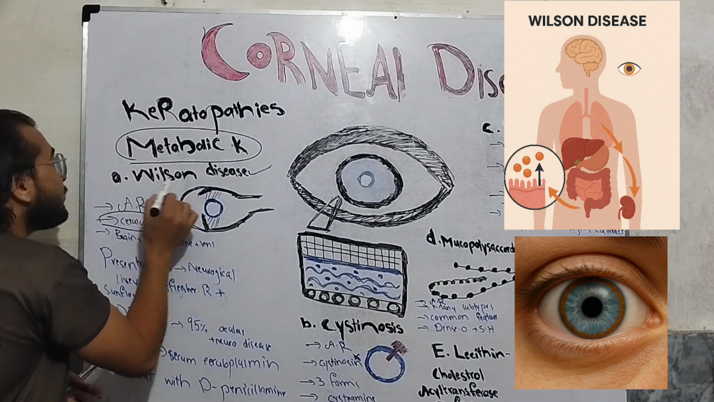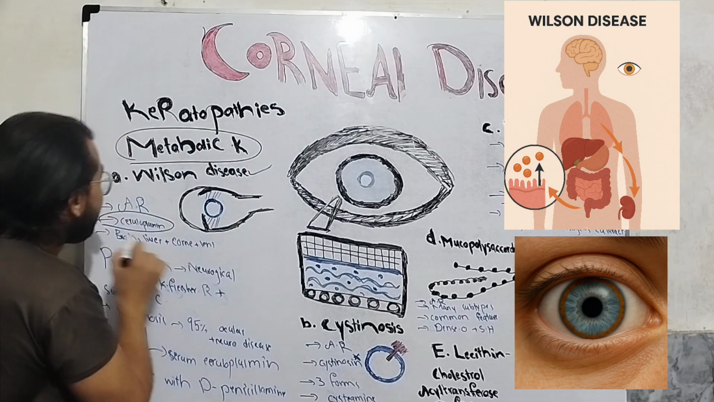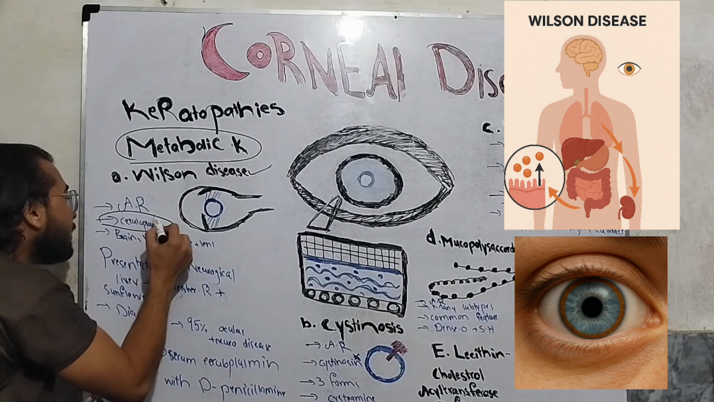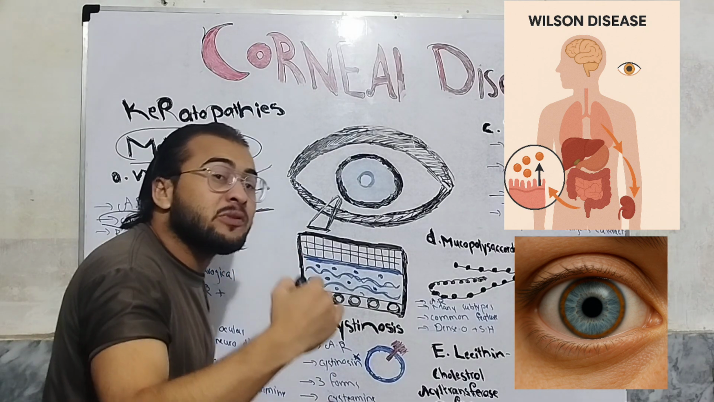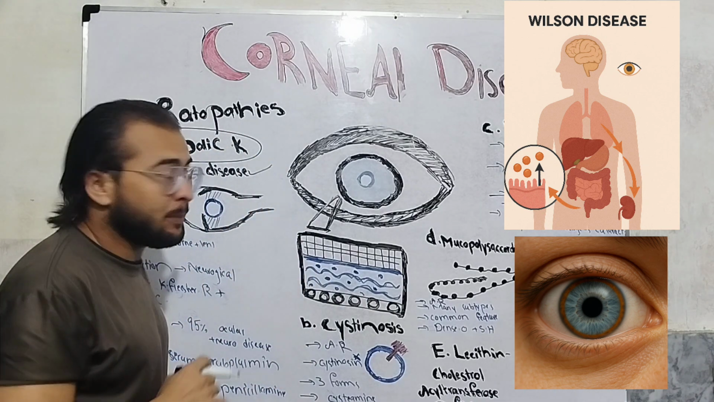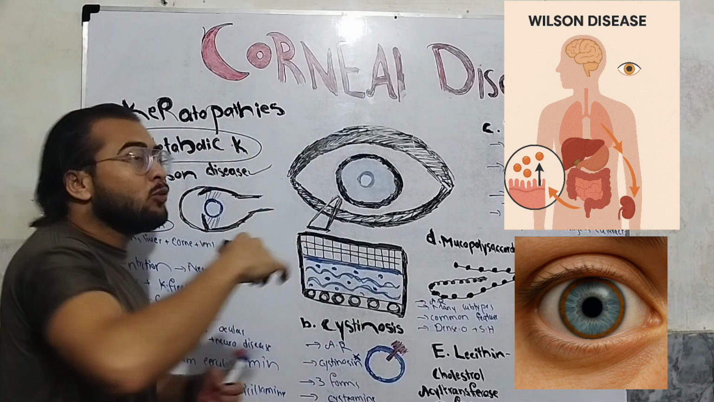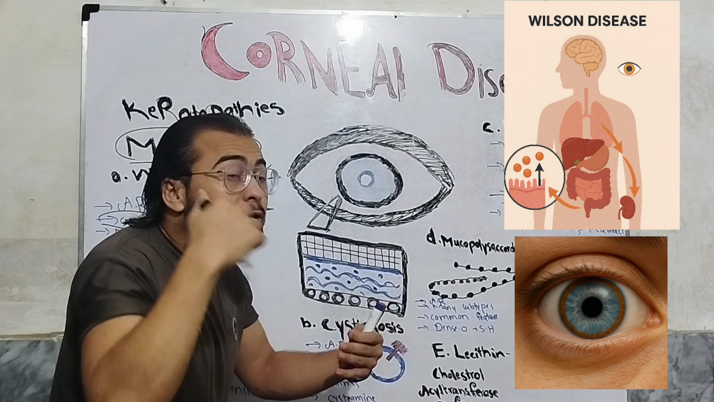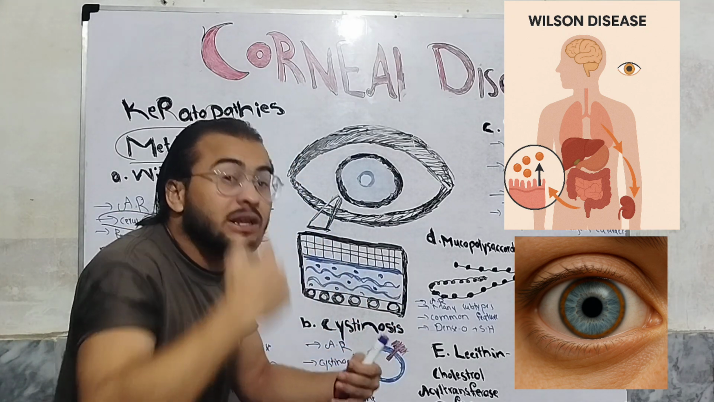So in this Wilson disease, what is happening? Due to the genetic alteration, there is a complete deficiency or absence of this protein. When this protein is not present, what will happen? The copper will accumulate in different tissues of the body, including the eye, the cornea, and lens.